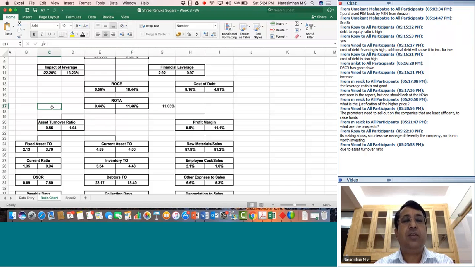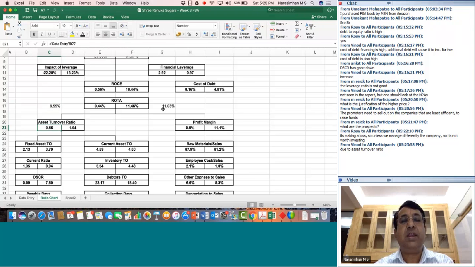So let us assume my asset turnover ratio has declined, my profit margin remains the same at 11.1. So what would have been my return on total asset? I will multiply this by this one. My return on total asset would have declined from 11.46 to 9.55. So there would have been about 2% decline because of this asset turnover ratio decline from 1.04 to 0.86.